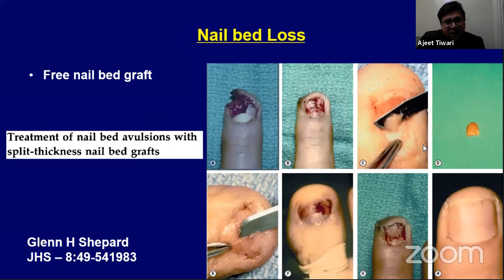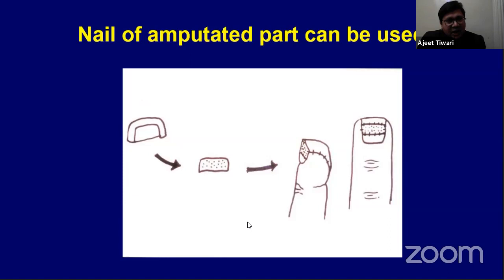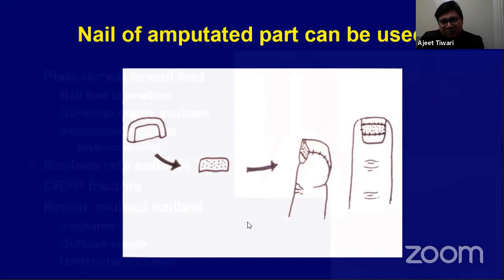Once the patient has loss of the nail bed, we should go for a split thickness nail bed graft. You can harvest this from the great toe, or you can harvest from the thumb, and put it there and cover with a flap. Can we use the part of the nail which is amputated? Yes, we can use the nail from the amputated part, and we can put the flap cover and the finger can be saved.